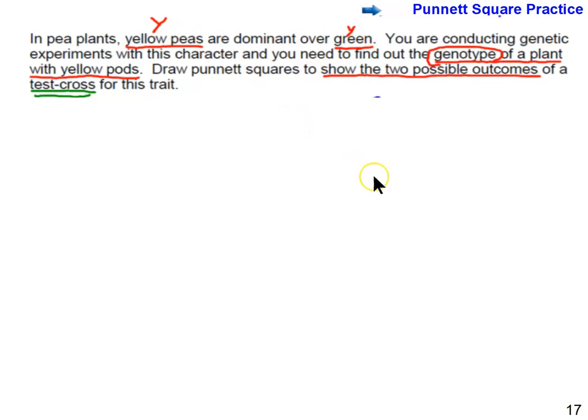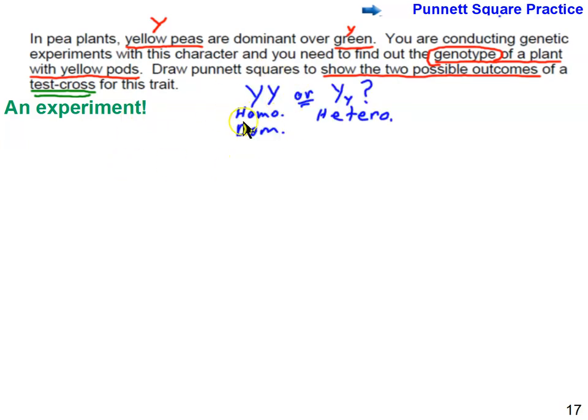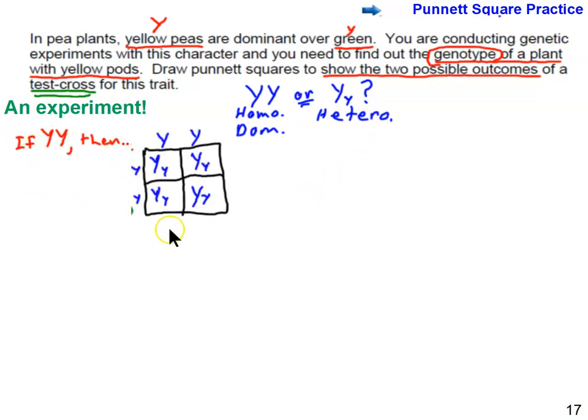So I tried to do that as best I could in this problem. Show the two possible outcomes of this test cross for this trait. It's an experiment. I want to emphasize that what you would actually do is carry out this breeding experiment to find out. So the question is: is the yellow pea plant homozygous dominant or heterozygous? We don't know. You can't tell by looking. It's a yellow pea plant. You can't see the genes. So if homozygous dominant, then we would expect the offspring to all be yellow.